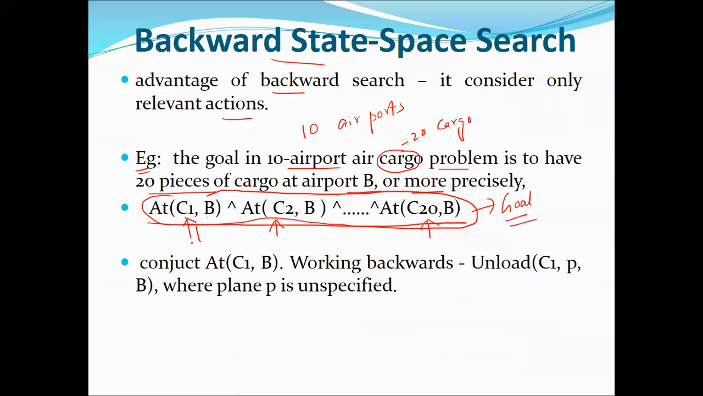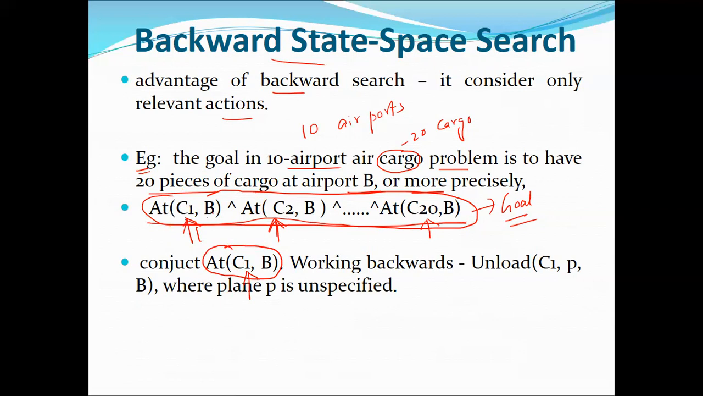But this can be treated as having multiple sub goals. For example, At(C1, B) is one sub goal, At(C2, B) is another sub goal, and so on. We have 20 such sub goals. So let us take At(C1, B) alone. This is the final conclusion: we want the cargo C1 to be in airport B. Now we are discussing backward search. In backward state space search, we start from the conclusion and then we backtrack, and then we identify the appropriate moves.